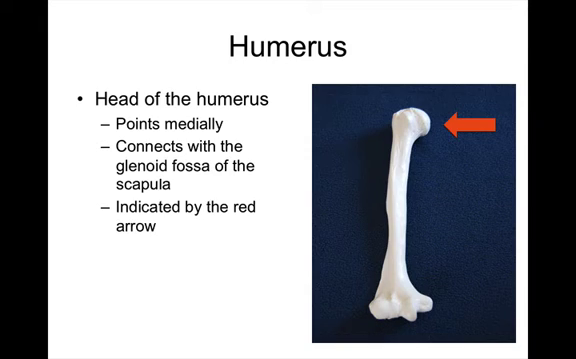So there's the head of the humerus, and so the head of the humerus always points medially, whereas the glenoid fossa, which you saw in the scapula, is always pointing laterally.